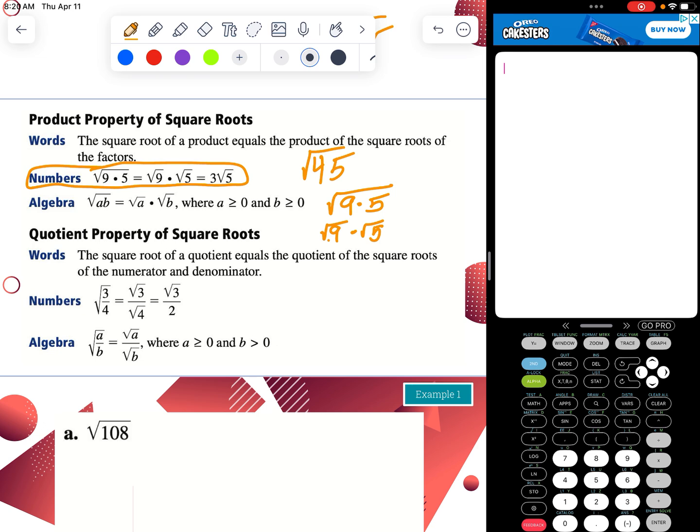and take the square root of 9. 9 is a perfect square. The square root of 9 is 3, and 5 I cannot break down anymore. In a similar way, if we have a fraction underneath a square root, we can give the square root to both the top and the bottom, and then simplify whatever we can. We couldn't simplify 3, so we just left it as root 3. We were allowed to simplify root 4 into just 2.